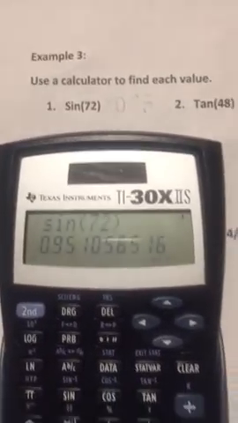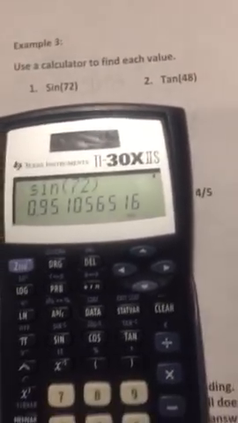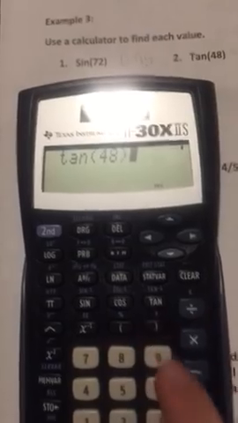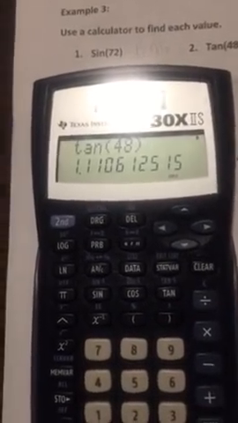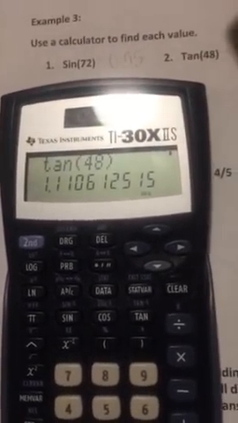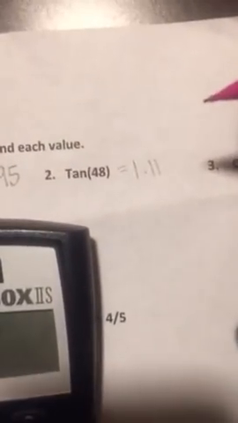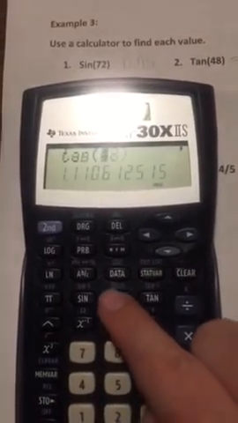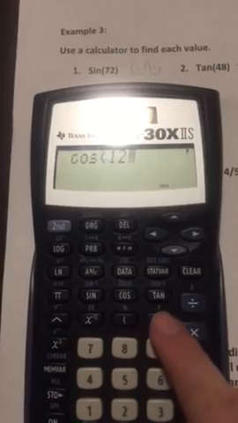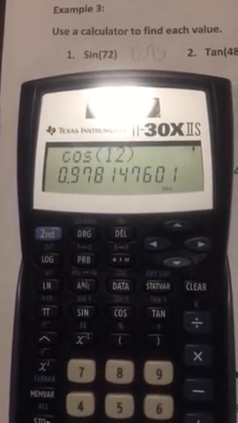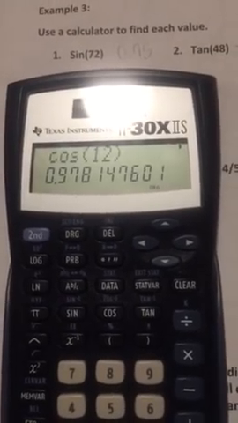Then we type in tangent of 48 degrees. Tangent of 48. Enter. 1.11. And cosine of 12 degrees. 12 is equal to 0.9. We're going to round it. 0.98.